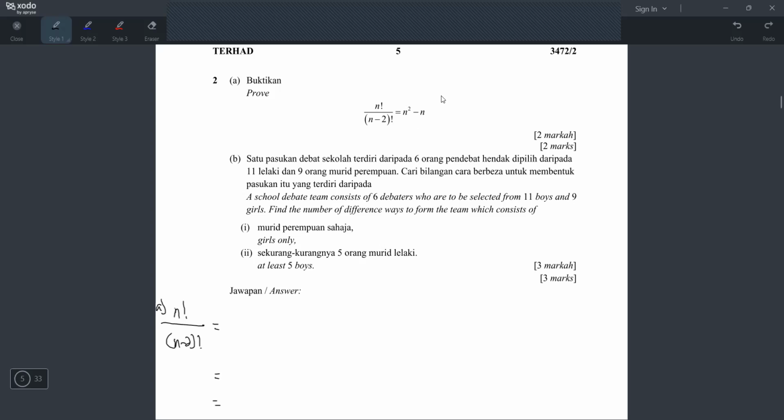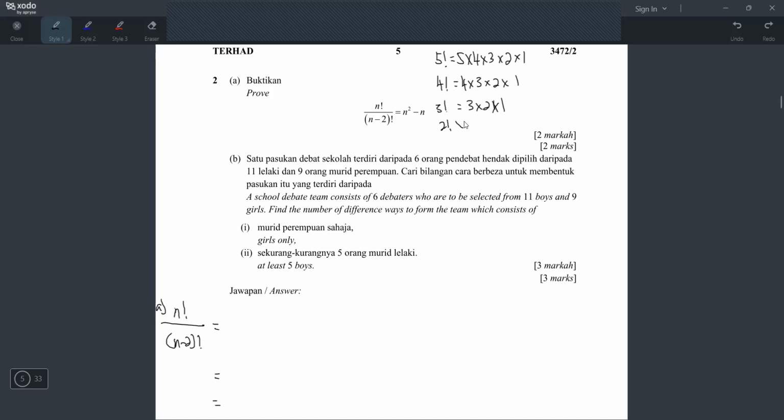And if I manage to change the left hand side to right hand side, then only I can write the word proven. Okay. So before I do that, we need to understand what is factorial first, right? Factorial is, let's say if I give you 5 factorial, it's actually 5 times 4 times 3 times 2 times 1. And then 4 factorial will be 4 times 3 times 2 times 1. 3 factorial will be 3 times 2 times 1. So I think you get the idea, right? So 2 factorial will be 2 times 1, right?